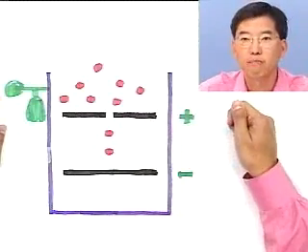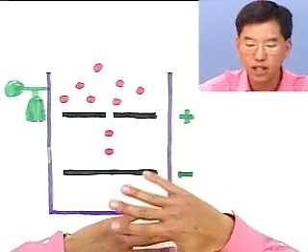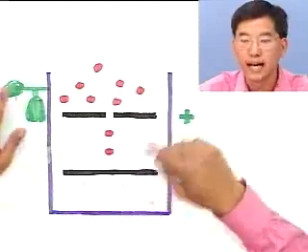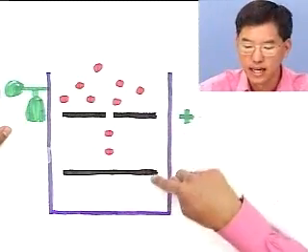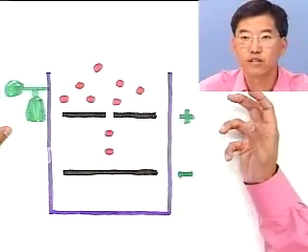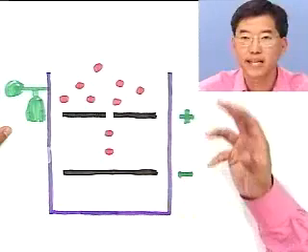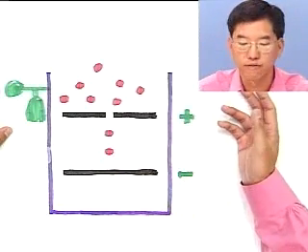But suppose now that these black bars actually represent electrical plates. They're just parallel plates to which we can apply a voltage. And that voltage we're going to apply such that the top plate is positive and the bottom plate is negative. Well, if the drops are neutral, if there's no charge on them, then still nothing is going to keep the drop from falling. It's only going to fall as the result of the force of gravity.